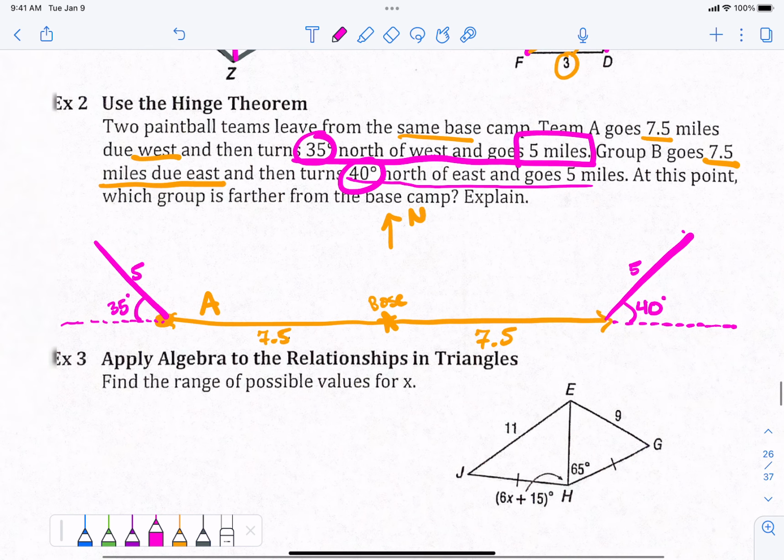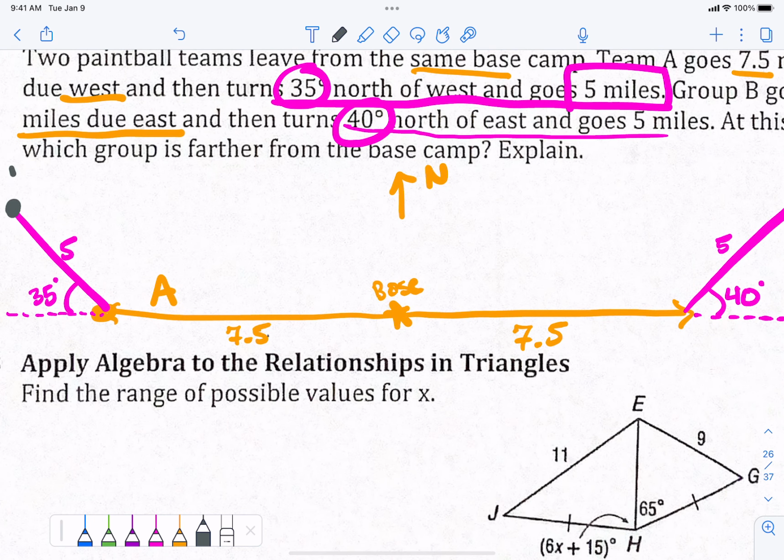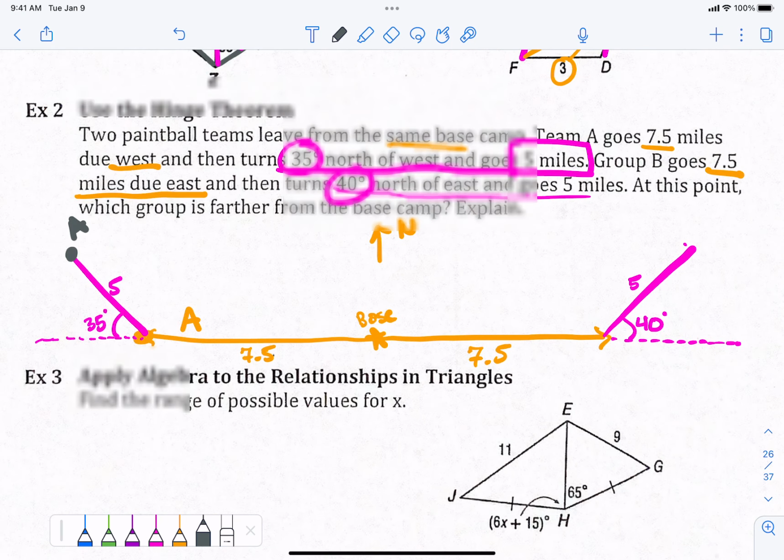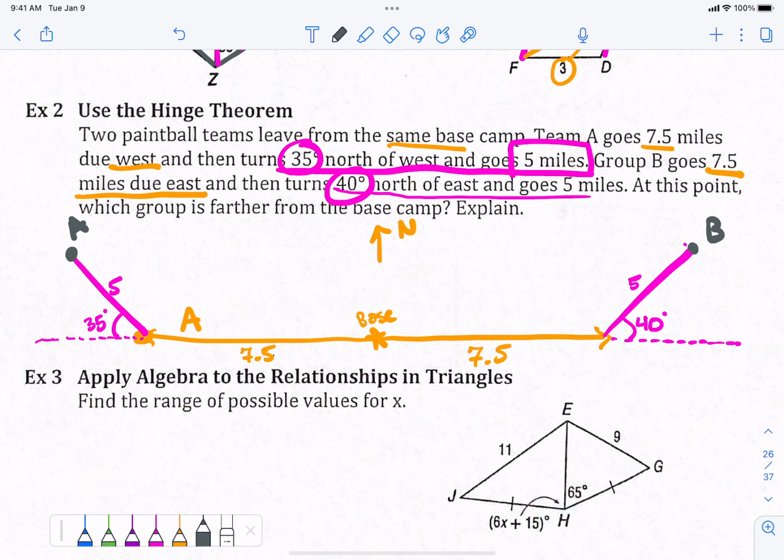Now they're saying at this point, this is where Team A is. Team A is right here. This is where Team B is. Team B is right here. They want to know, if I go back to the base camp, which one is farther? B.